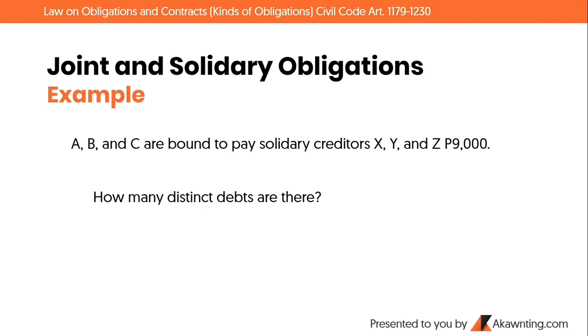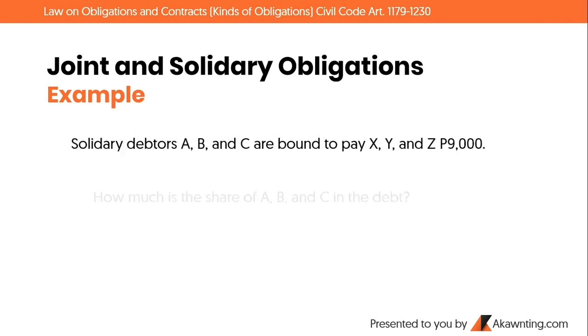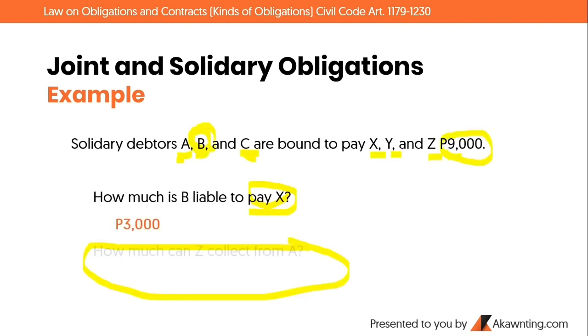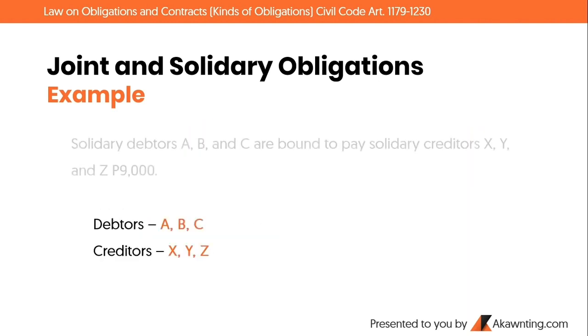Si A and B, magbabayad ng kanilang mga share, which is 3,000. Hindi pwedeng singilin ng mga creditor si A and B sa share ni C, kasi hindi sila makasingil kay C. Bakit? Kasi insolvent si C. Tapos, saka na lang sila magpa-reimburse kay C. Hindi po pwede yon kapag joint. Pwede lang yun kapag solidary yung mga debtors. Yun yung sinasabi nung last sentence doon sa article na yun. Let's proceed to the next article.